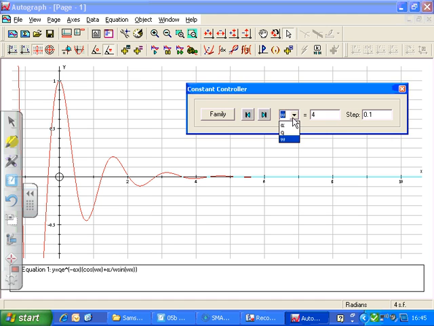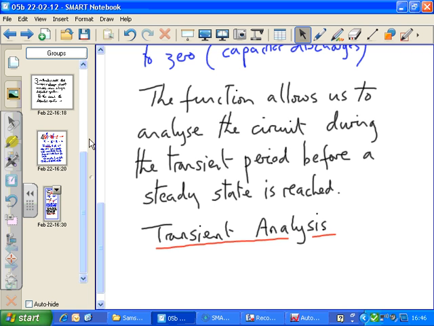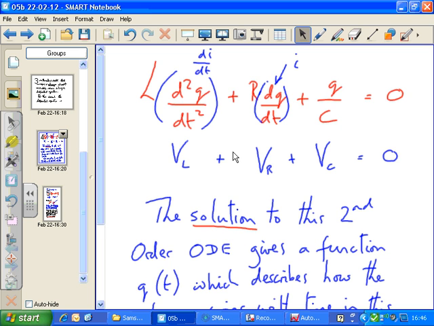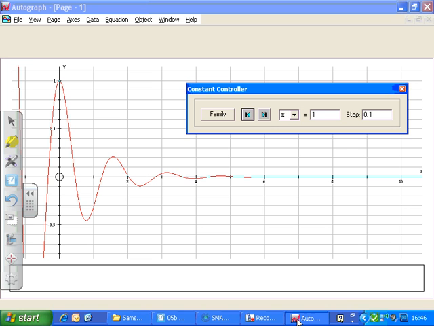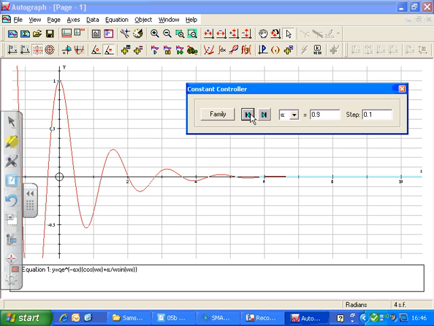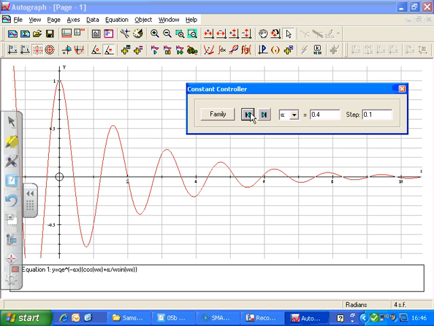We can change the value of alpha. If you look at the original function, alpha is the constant inside this exponential function, so changing alpha should have an effect on the rate at which the charge decays. So if we look at alpha in Autograph and decrease alpha, we find the rate at which this thing decays gets less.